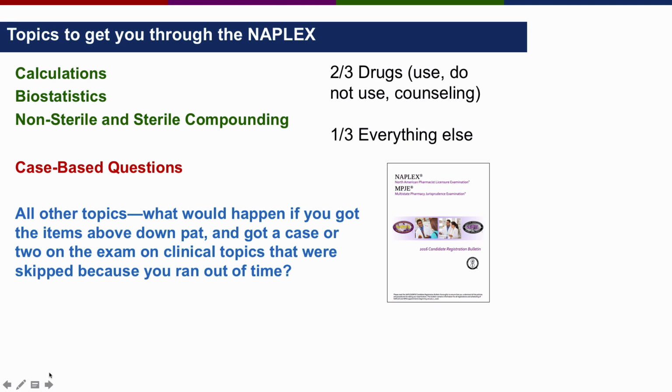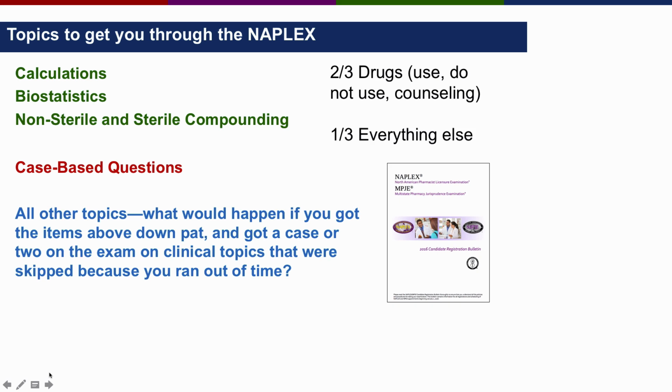So let's look now at the blue type on the left side and read that together. All other topics. What would happen if you got the items above down pat and then you got a case or two on the exam on a topic that you skipped because you ran out of time? That would be a bad problem. And so one of the things I'm going to talk about is how to avoid running out of time.